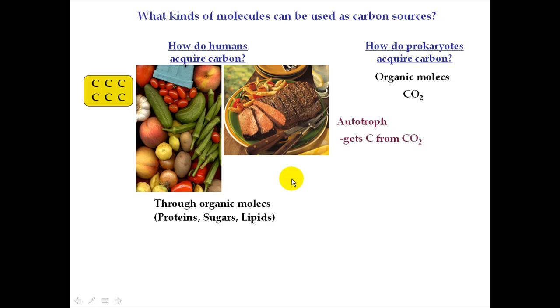We also showed you that there are cells that get their carbon by taking in organic molecules like proteins and sugars and lipids. So the alternative to an autotroph: if you're not getting your carbon from CO2, then you're getting it from organic molecules. The term used to describe that type of cell is heterotroph. A heterotroph is a cell that gets its carbon from organic molecules. So carbon is an important thing. Cells need access to it in order to live. You can categorize how they get their carbon by saying that they're either autotrophic or heterotrophic.